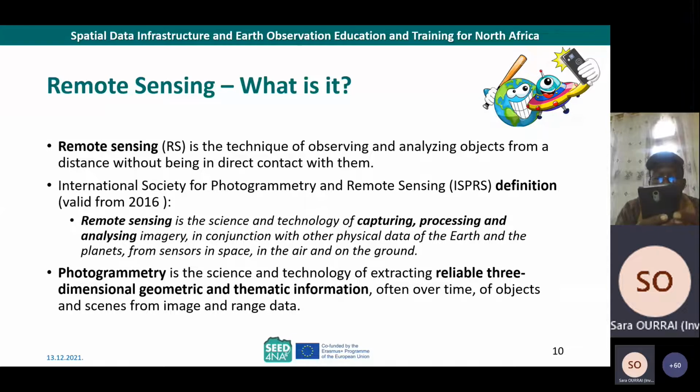Photogrammetry is the science and technology of extracting reliable three-dimensional geometric and thematic information, often over time, of objects and scenes from image and range data. Why did I bold reliable three-dimensional geometric? Because photogrammetry needs to get the results for cartography, or whatever they use for measuring.